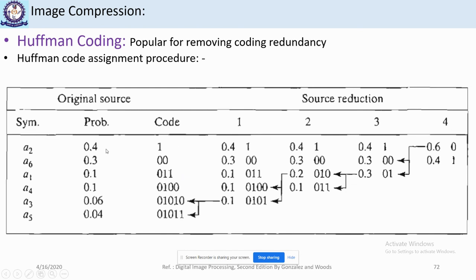Here we can see the symbol A2 has the highest probability, that is 0.4, and it has the least code length, that is 1. And A6 has the next probability, that is 0.3. It has a two length code, then 3 length, then 4 length, and then 5 length, and this is also 5 length. So the least probable symbols are coded with more bits, and the most probable symbols are coded with fewer bits.